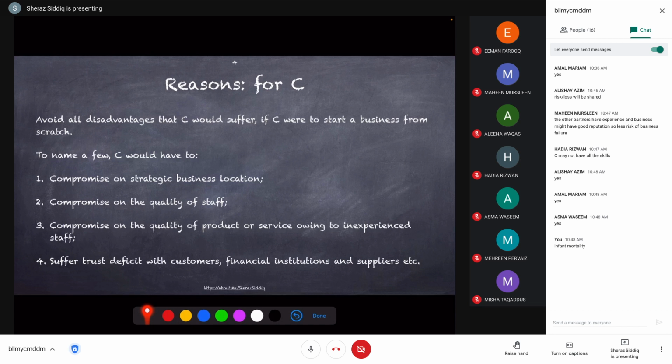So these are the reasons C is apprehensive about starting his or her own business. So please give me a hand raise if you understand all these points, right?